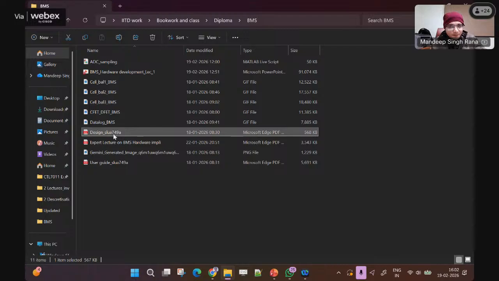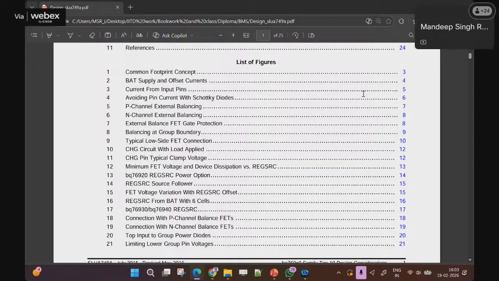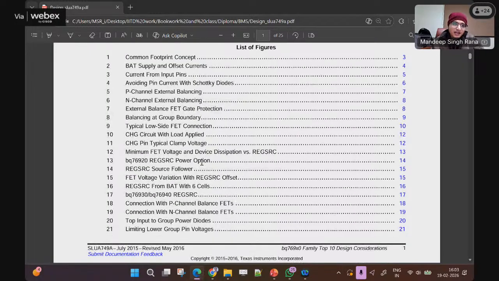something called a design consideration document. So how do I know these many details? Definitely, I have made one BMS, but even before that, I have gone through such documents which tell you how to design.